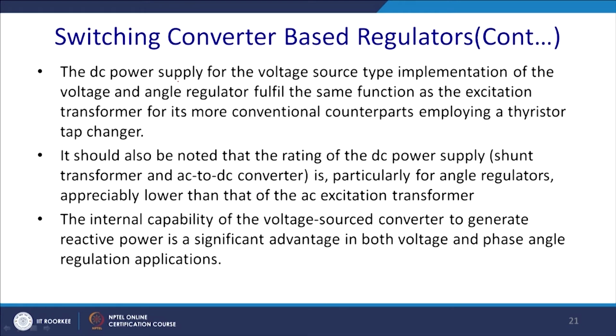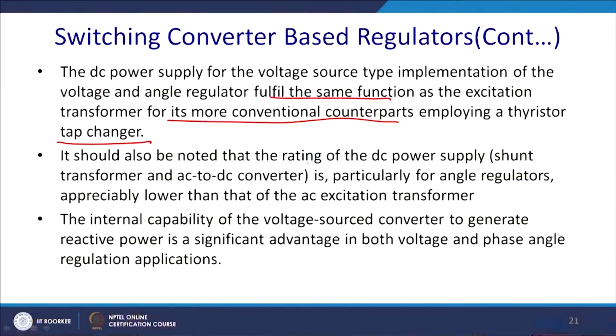So, what happens: the DC power supply for the voltage source type implementation of the voltage and angle regulator fulfills the same function as the excitation transformer for its more conventional counterparts employing a thyristor step changer. It should be noted that the rating of the DC power supply and the shunt AC to DC converter are, particularly for angle regulators, appreciably lower than that of the AC excitation transformer.